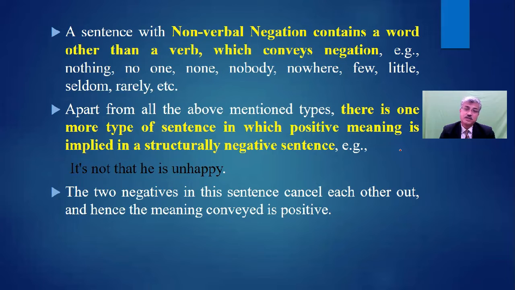One is the use of not, and there is the negation by using un. So there are two negations. And dear learners, we must remember that if there are two negations, two negatives in the sentence, and they cancel each other out, and hence the meaning conveyed is positive. Negative, negative, the result is positive meaning.